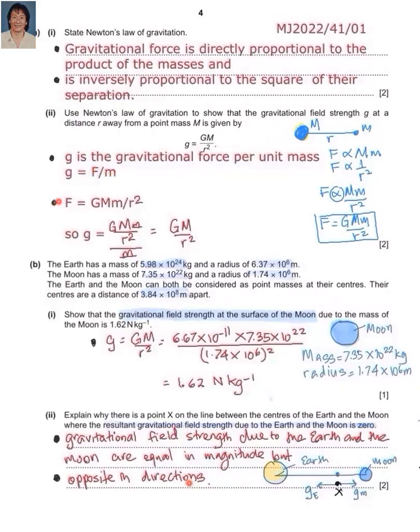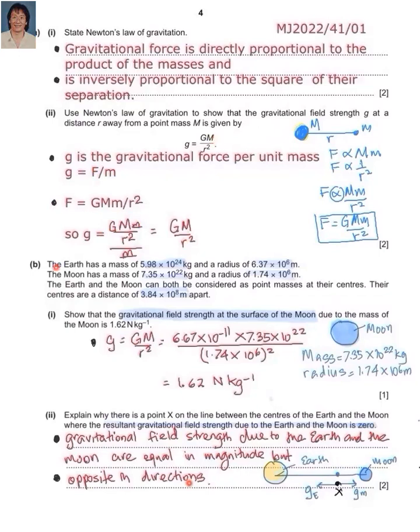Then the second mark is F equals GMm over r squared as proven here. Therefore, g equals the gravitational force divided by m. When you cancel off the small m, you get GM over r squared, which is proven. That's why you get the 2 marks.